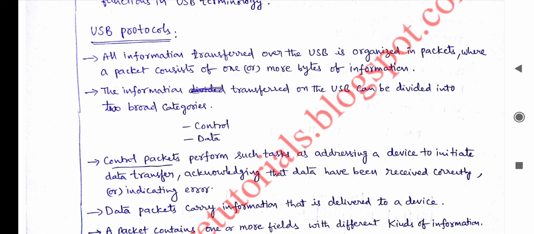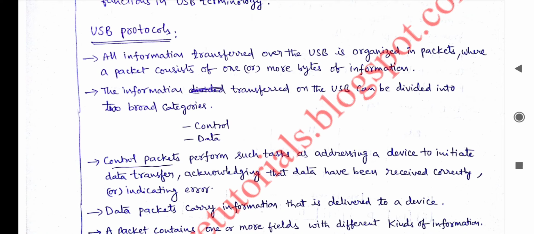All information transferred over the USB is organized in packets, where a packet consists of one or more bytes of information. Means by using some packets, we can control the transfer of data between USB. For the purpose of organizing USB, we use some packets, where a packet consists of some bytes of information, which contains how to organize that USB, I mean the set of rules.